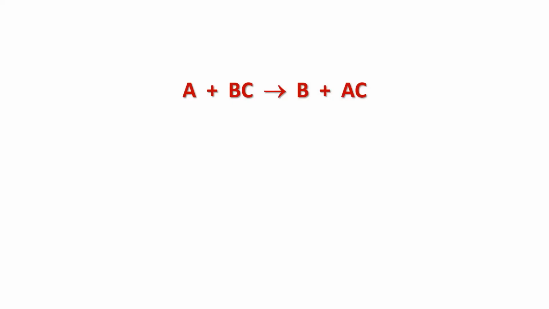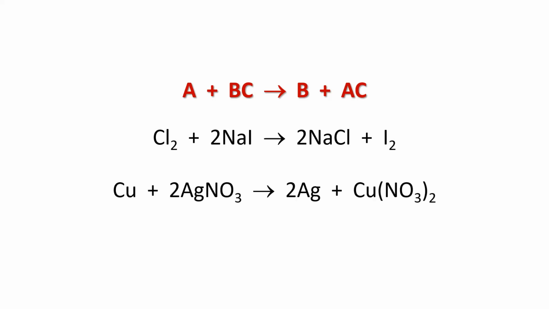With a single displacement reaction, also known as a substitution reaction, a pure element switches places with an element in a chemical compound. In these examples, you can see that first the chlorine replaces the iodine, and in the second example, the copper replaces the silver.